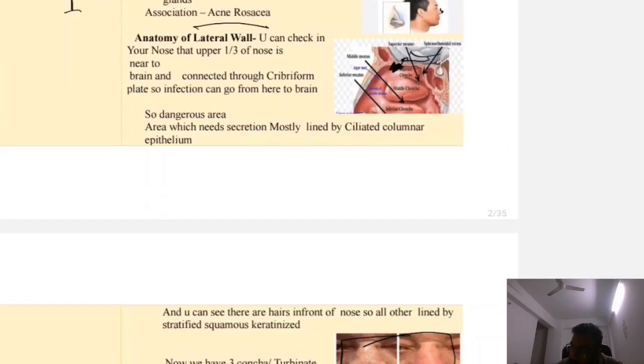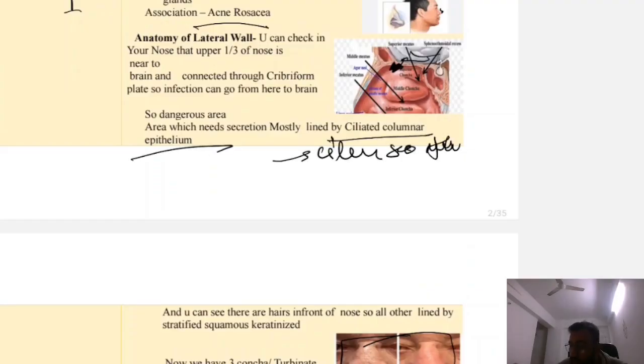One more point, the nose is lined by ciliated columnar epithelium. Because of the cilia, there is fluid inside it.